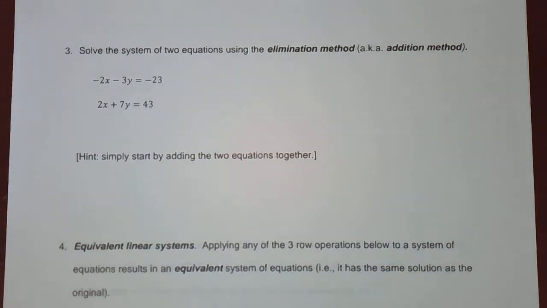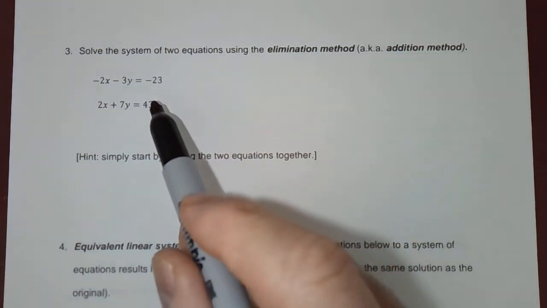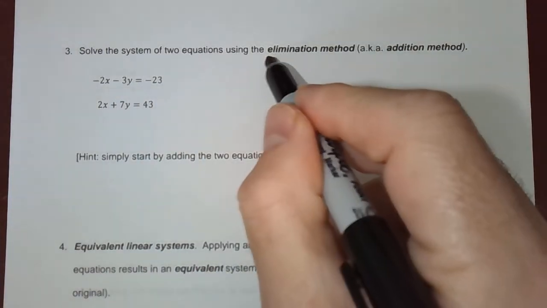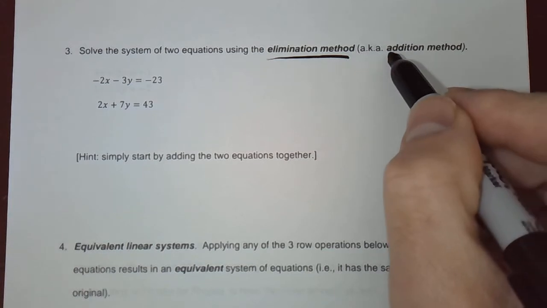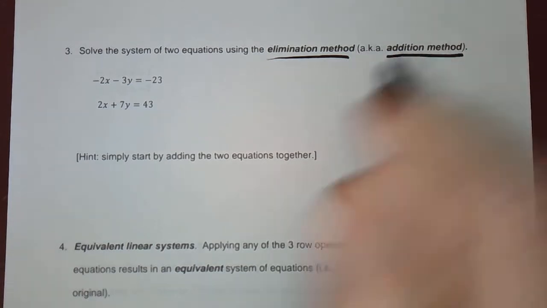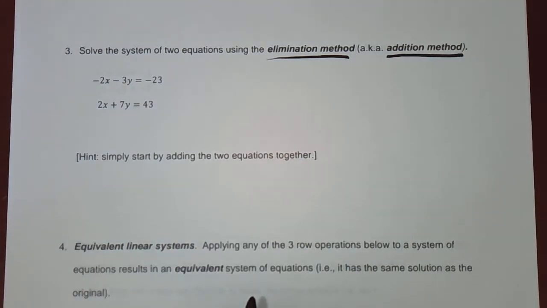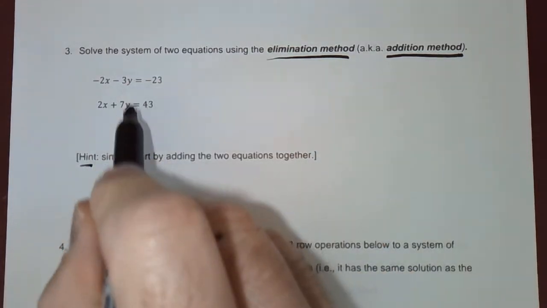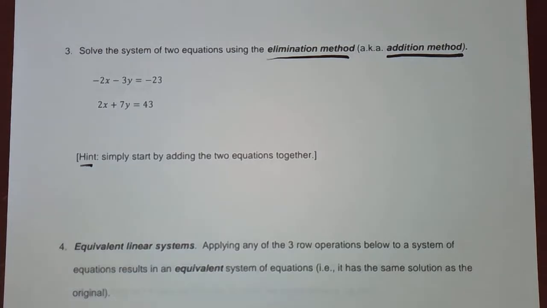We just learned the substitution method for solving a system of two equations. Now we're going to learn a second method called the elimination method, or perhaps the addition method. And before we get into details about it, let's try it using this hint on this system of two equations.